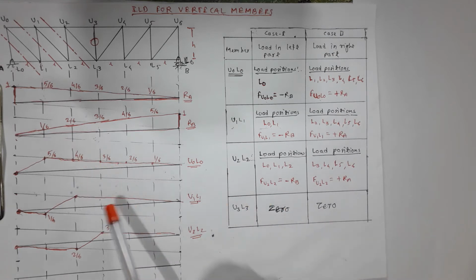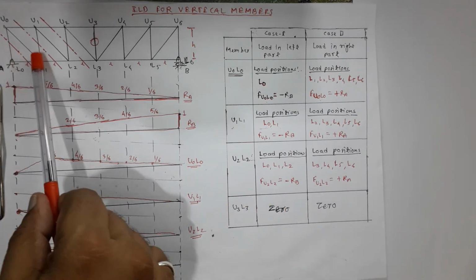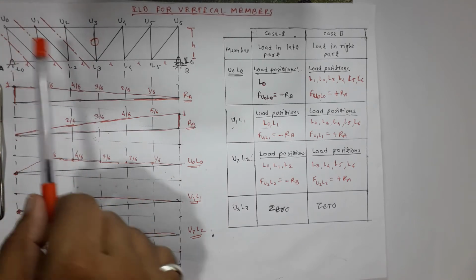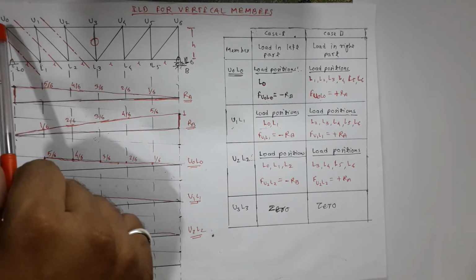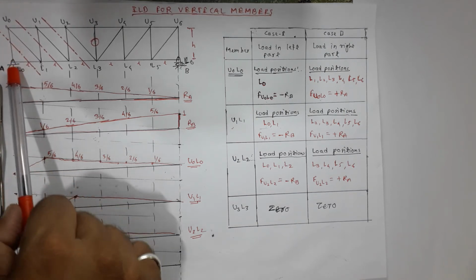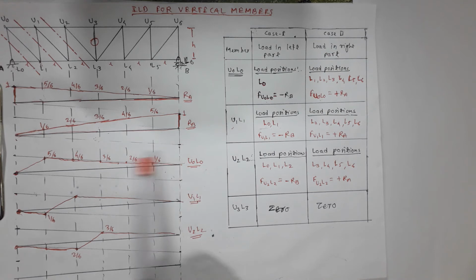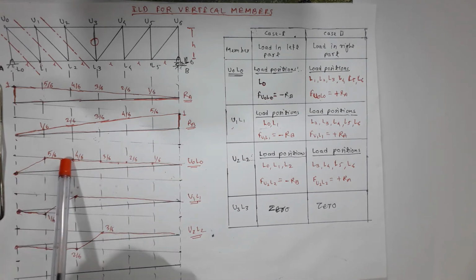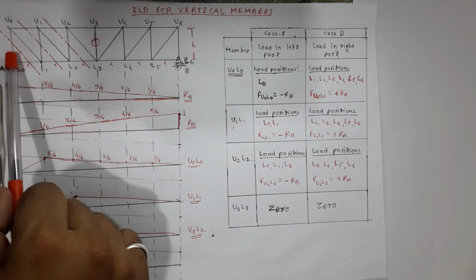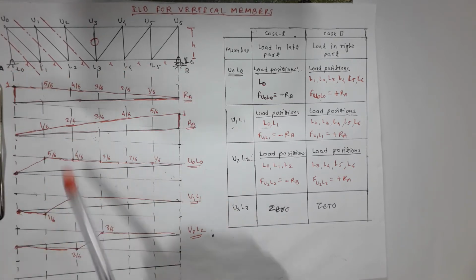So this is how you can see that for these vertical members in the left part of the truss, the first vertical member, that is the extreme vertical member U0 L0, has an ILD like this, which is on the compression side. So this member is always a compression member, whatever is the position of the load.